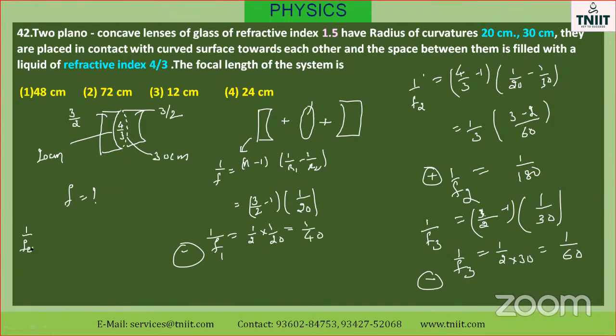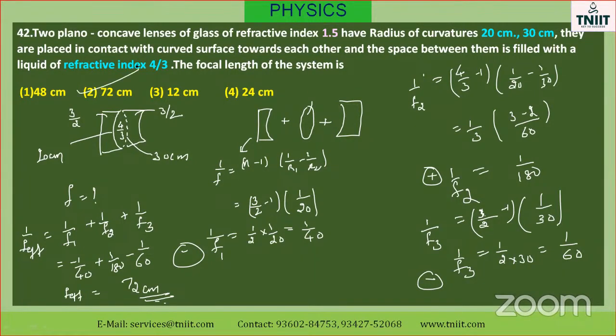So what is the effective focal length formula? If three lenses are in contact, what is the effective formula? 1 by F1 plus 1 by F2 plus 1 by F3. So minus 1 by 40 plus 1 by 80 minus 1 by 60. If you take out the LCM and simplify, you're going to get approximately 72 centimeter. You can do that cross multiplication. So option 2 will be the right answer.